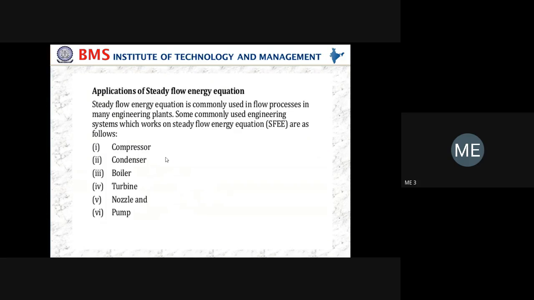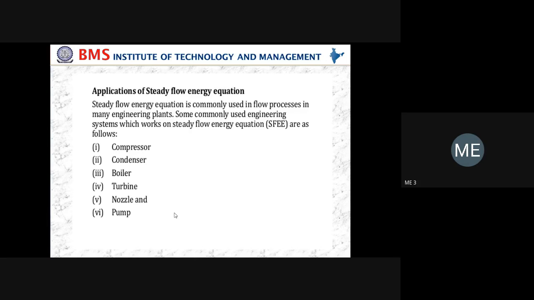One is the hydraulic turbine, where the working fluid is water. The second is the steam turbine, where the working fluid is steam. The third is the gas turbine, where the working fluid is gas or air. In gas turbines we have two types: the open cycle gas turbine and the closed cycle gas turbine. In hydraulic turbines we have the impulse turbine and the reaction turbine. The impulse turbine is nothing but your Pelton wheel.